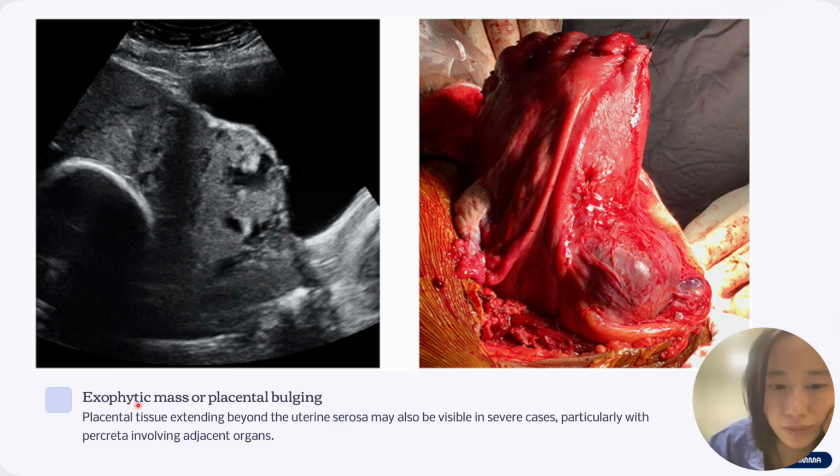Next one is exophytic mass or placental bulging. So this is the uterus, and this placental bulging can be seen in the scan like this, with the bladder. The serosa bladder interface is disrupted here. You can see the placental invasion and this exophytic mass. So that's accreta, a severe form of accreta spectrum.